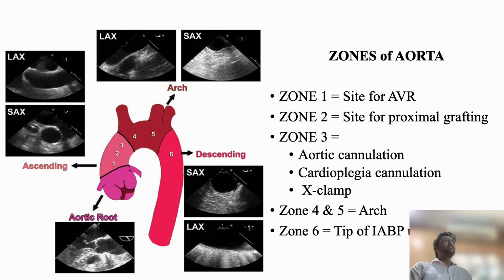So zone 4 and 5 is actually the arch, and zone 6 is the descending aorta. The important thing is that the tip of the IBP is kept in zone 6.